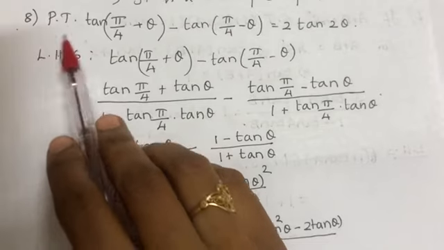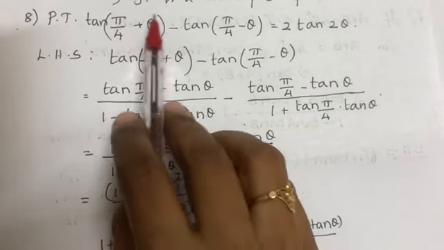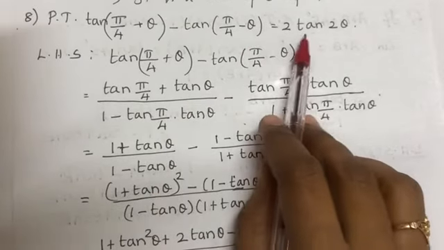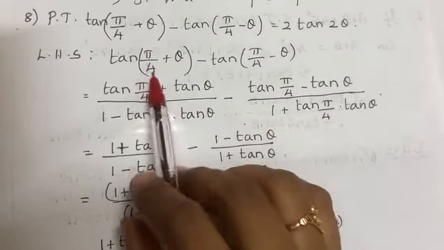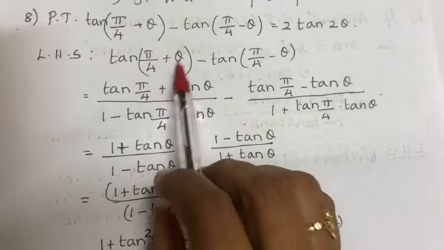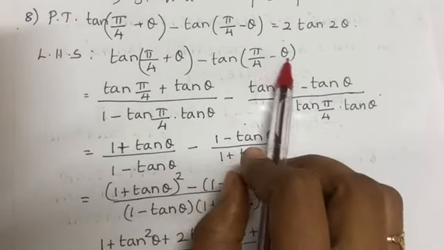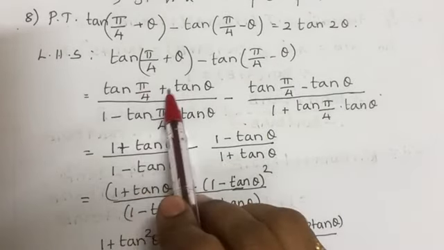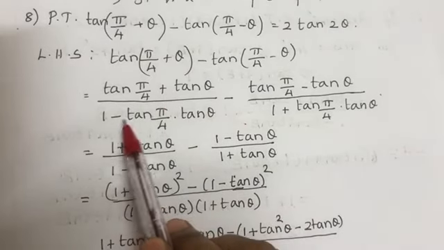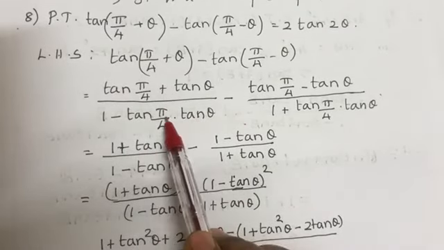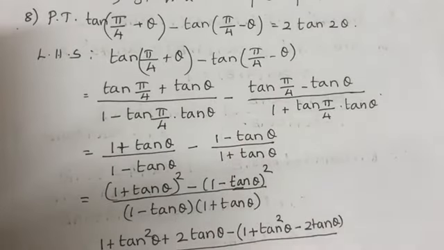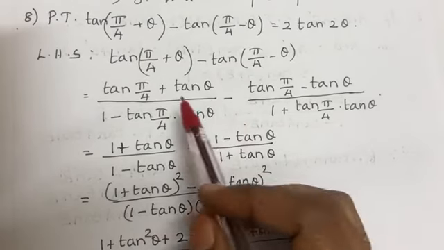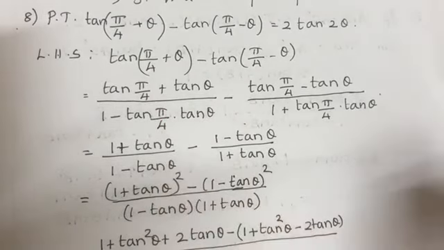Eighth one, prove that tan(pi by 4 plus theta) minus tan(pi by 4 minus theta) is equal to 2 tan 2 theta. I take the left hand side, that is tan(pi by 4 plus theta) minus tan(pi by 4 minus theta). So, tan(A plus B) is tan A plus tan B divided by 1 minus tan A tan B, the tan(A plus B) formula. Here the tan(A minus B) formula, I expand these two with the tan(A plus B) and tan(A minus B) formulas. Okay. So, tan pi by 4, what is the value of tan pi by 4?